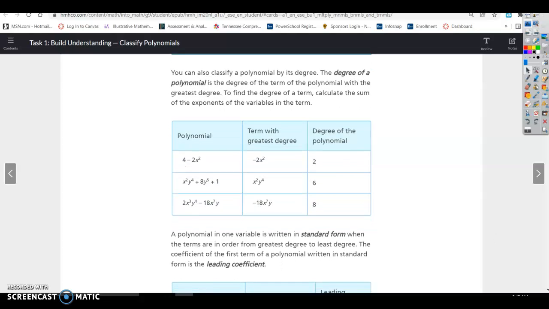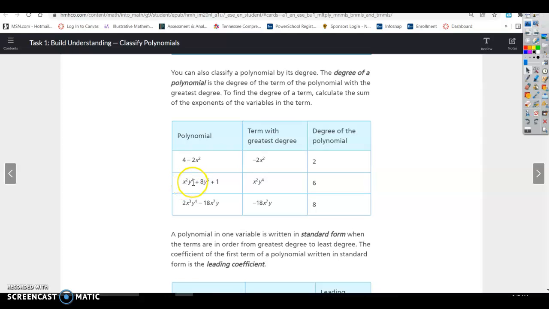The degree of a polynomial is the degree of the term of the polynomial with the greatest degree. To find the degree of a term, calculate the sum of the exponents of the variables in the term. All right, so the degree is the term with the highest exponent. So for the first one here, this one has no exponent, and this one has an exponent of 2. So the term with the greatest degree is negative 2x squared, and your degree comes from the exponent, or the sum of exponents. So this one is 2.